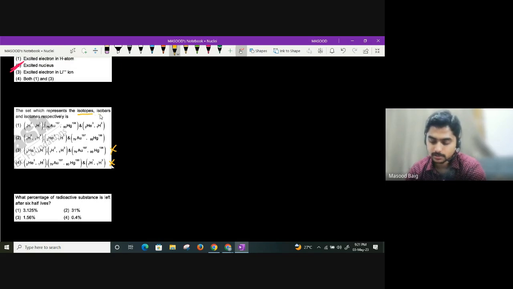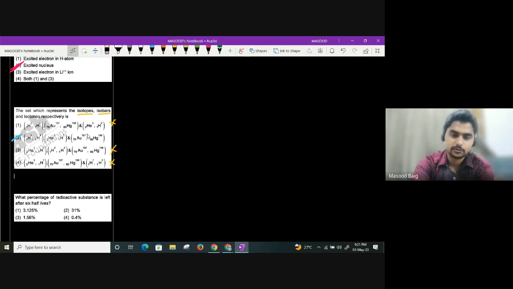What are isobars? Same mass number but different atomic number. So automatically this will be wrong. So what would be correct, beta? Your second one will be correct. See, same atomic number, different mass number. Same mass number, different atomic number. What are isotones? They have same number of neutrons, guys. 197 minus 79 if you do, 198 minus 80 if you do, you will get the same value again.